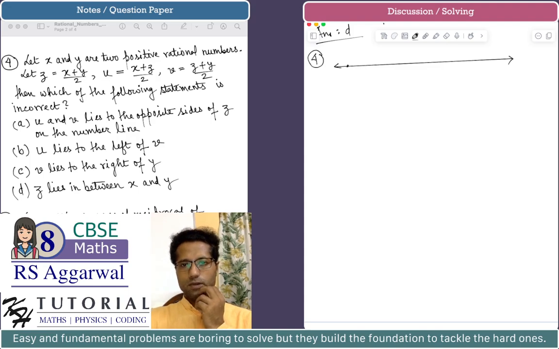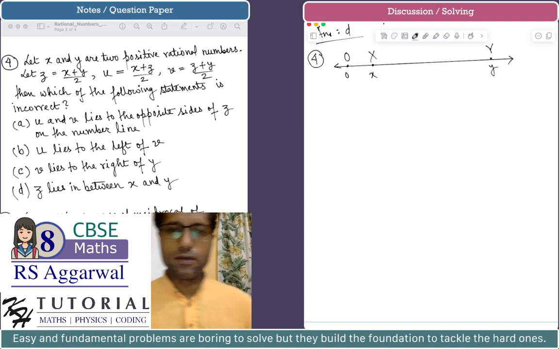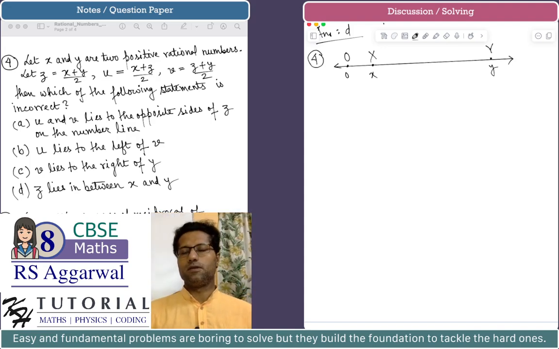So we have the number line, and let's say x and y are two positive rational numbers. So this is the origin O. Let's say this is x, and its value is x. Let's say this is point y representing the rational number y. Now what is z? z is x plus y by 2. We know that x plus y by 2 is a rational number lying between x and y, and also please note that x plus y by 2 will lie exactly midway between x and y.